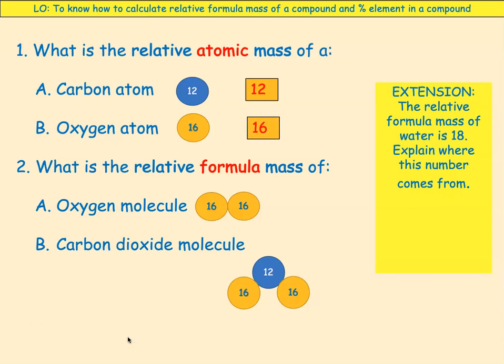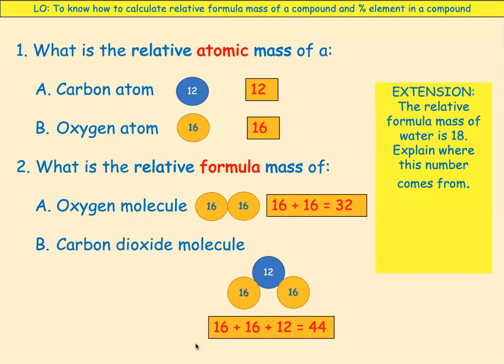I want you to pause the video now and just write down what the relative formula mass is of the oxygen molecule and of the carbon dioxide molecule. Okay, I hope that didn't take you too long. 16 add 16 is 32, and 12 added to 16 and 16 is 44.